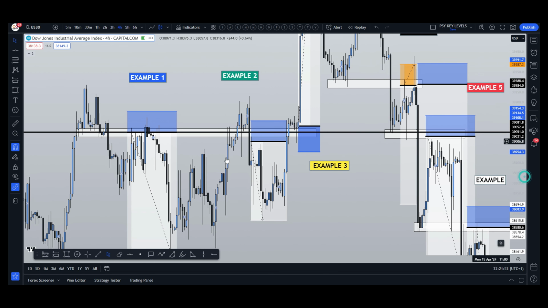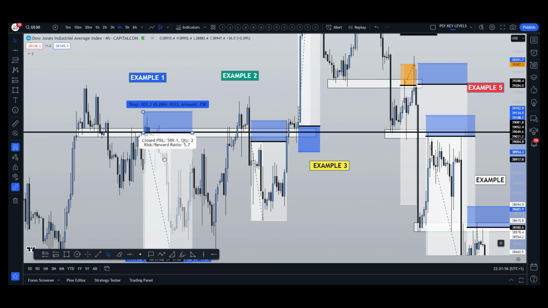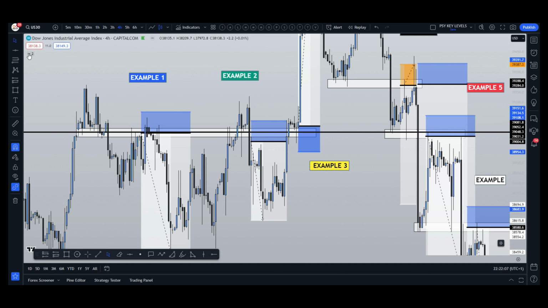Now the entry, this would be an impulse entry with this wick rejection. I personally would have waited for this bearish candle. You can see if I just zoom in, with no wick at the bottom. One moment, let me just show you something.